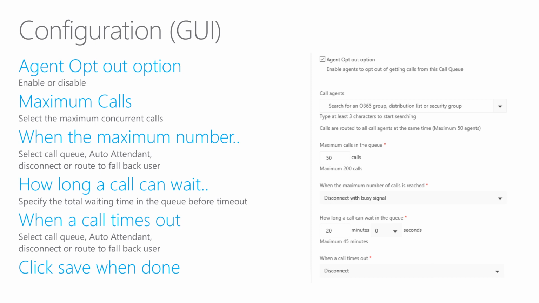If you want to offer agent opt-out, you can select that here. Add any group that you want through the search call agents option there, and you can set the maximum calls in the queue. You can also configure the option for the maximum number of calls and how long a call should wait in the queue. Click on Save when you're done.